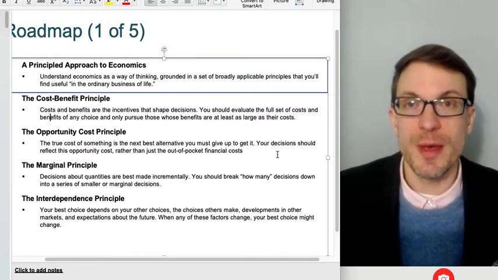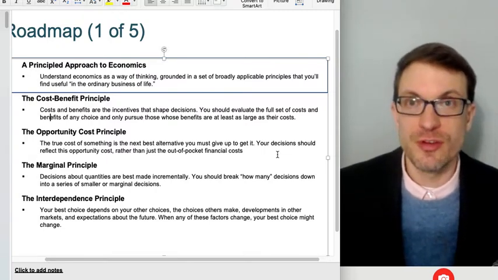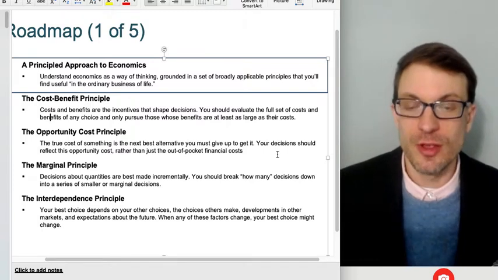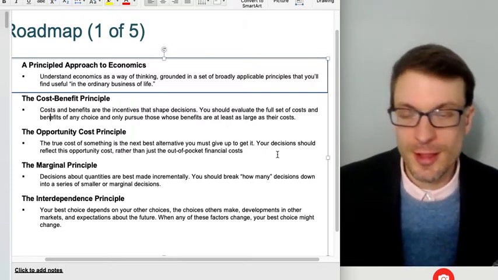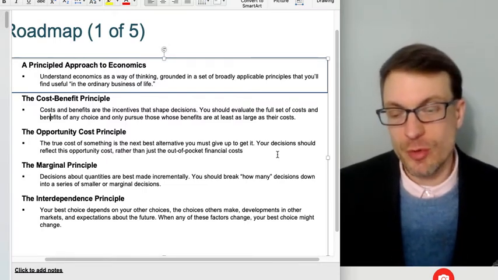Once again, the cost-benefit principle is saying we ought to pay attention to the full set of costs and the full set of benefits, all the relevant costs, all the relevant benefits, when choosing whether to do something. And the opportunity cost principle is asking us, what is it that we're giving up? What is it that we're sacrificing?